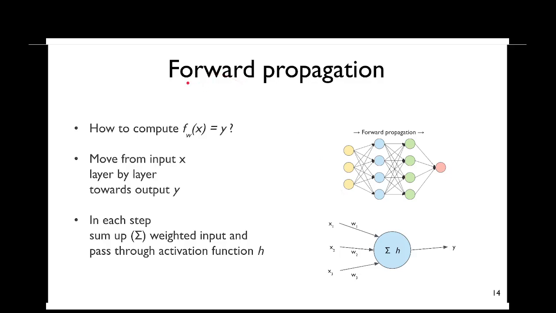Now, an important concept in neural networks is forward propagation, and that means that the signal which we receive at the input is propagated layer by layer towards the output. And in each step, layer by layer, we compute the weighted sum of the inputs for that layer. We pass it through an activation function. And we represent this here with the inputs x, the weights w. Here they're summed up. The activation function is h, and it produces the output y.